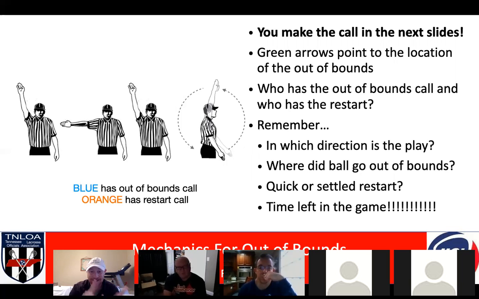If there's 10 seconds left in the game and they want a quick restart, a lot of the mechanics kind of fly out the window. If there's a referee right next to it, let that referee blow it in. Time left in the game is a real big thing. The blue circle is the one that's going to have the out of bounds call, the orange circle is going to have the restart. This will make more sense when you see the next slide.